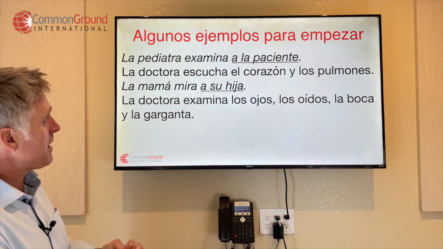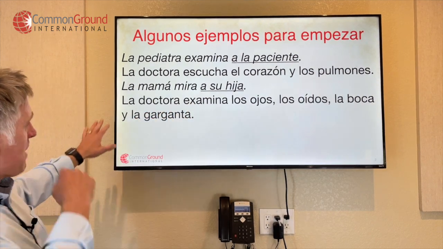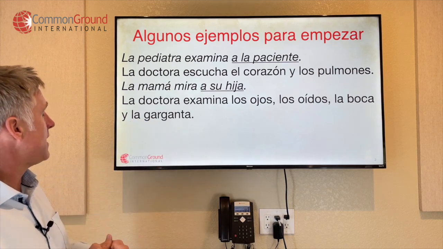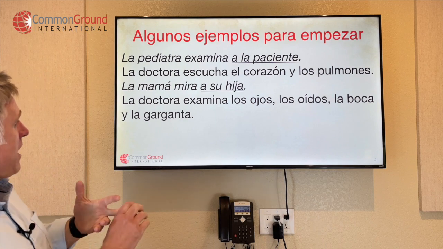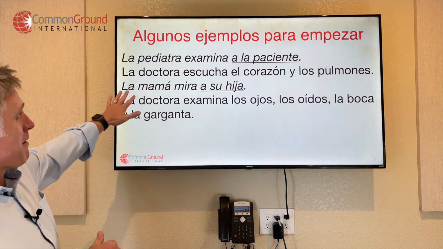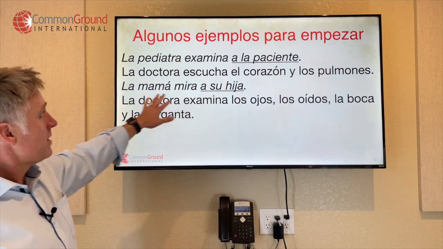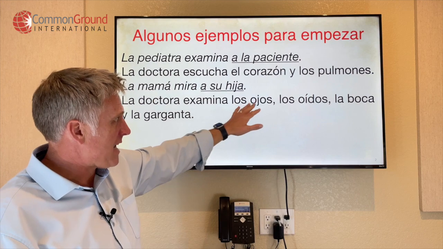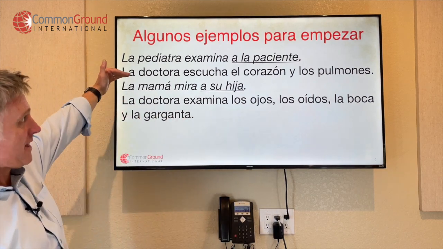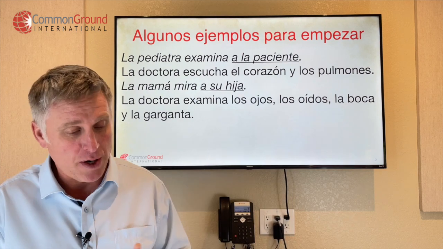La doctora examina los ojos, los oídos, la boca y la garganta. So the doctor examines the eyes, the ears, the mouth, and the throat. So la mamá mira, the mom watches her daughter, a su hija. The doctor examines the eyes, ears. So this second one's a lot like that second one, right? It's not a person, it's a body part.